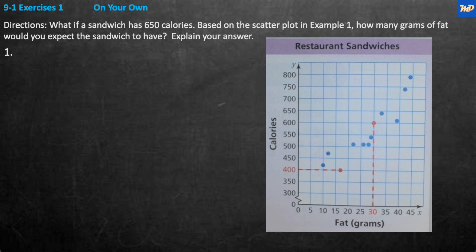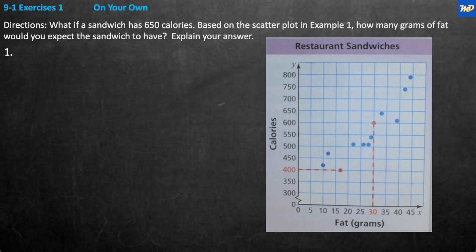Okay, exercise number 1. This is for you to do on your own. I brought the plot from the last slide so that you could see the data. It's the same data we were just looking at, but you can use it for your answer. It says, what if the sandwich has 650 calories? Based on the scatter plot in example 1, how many grams of fat would you expect the sandwich to have? And then explain your answer. So why don't you go look at it and come on back when you're ready?